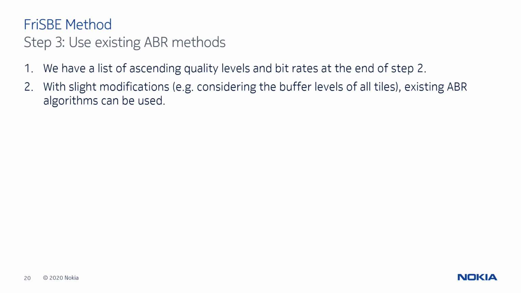And these can be fed into an existing ABR algorithm, with some slight modifications that may be needed, especially in calculating these indicators. For instance, I mentioned one here, which is that we considered the buffer level for all tiles. So we considered the tile with the lowest buffer level to be used for the estimation of the next quality, for choosing the next quality level.